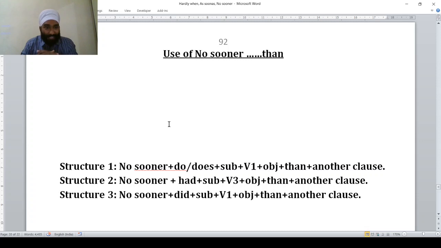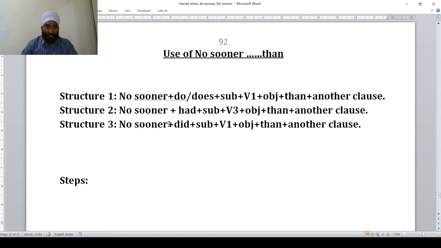We have seen that as soon as makes a subordinate clause. Here no sooner than will make a coordinate clause. So first of all, we shall see the structure of the sentence. When we use no sooner than, how to use no sooner than in the sentence.